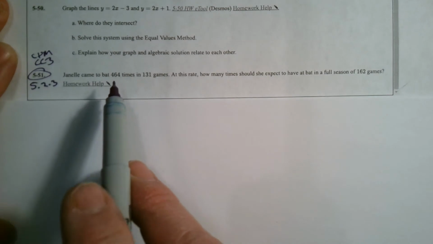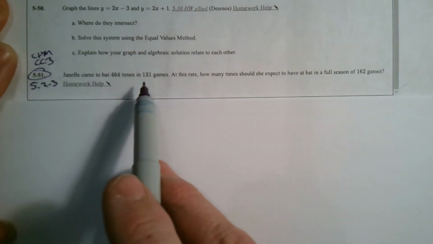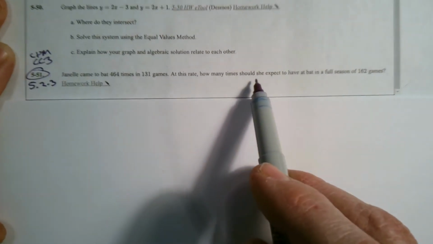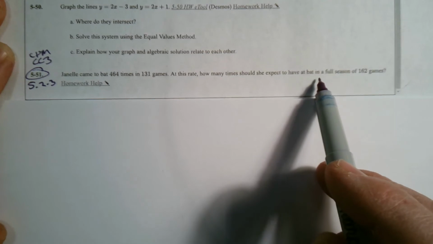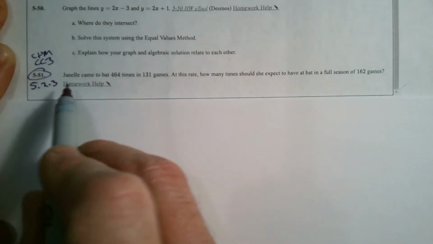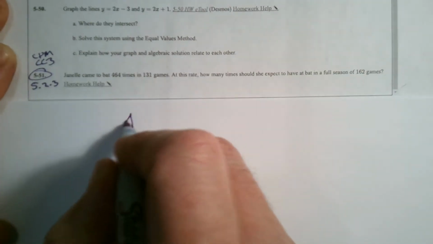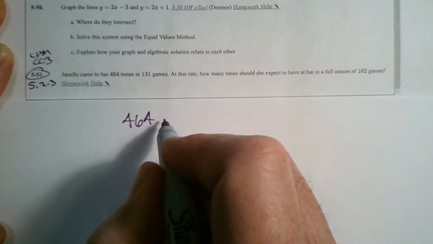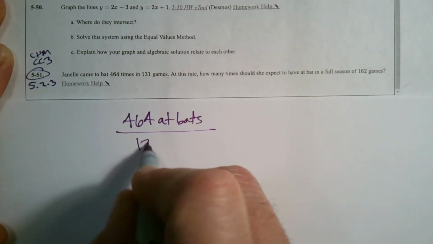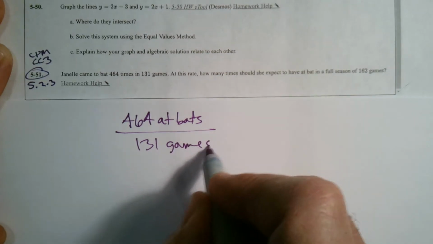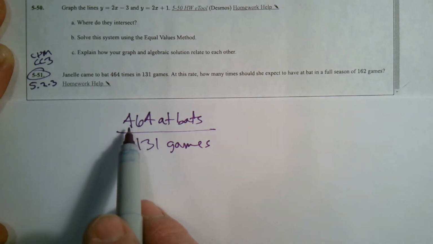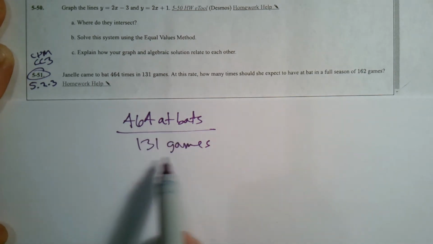Janelle came to bat 464 times in 131 games. At this rate, how many times should she expect to have at bat in a full season of 162 games? So here's our first statement, our first ratio. So we can say that 464 at bats for 131 games, right? So this is our initial ratio based on what information I have. So we have Janelle has 464 at bats in 131 games.